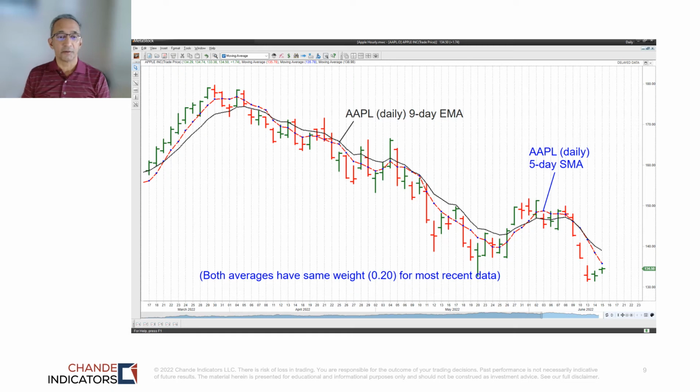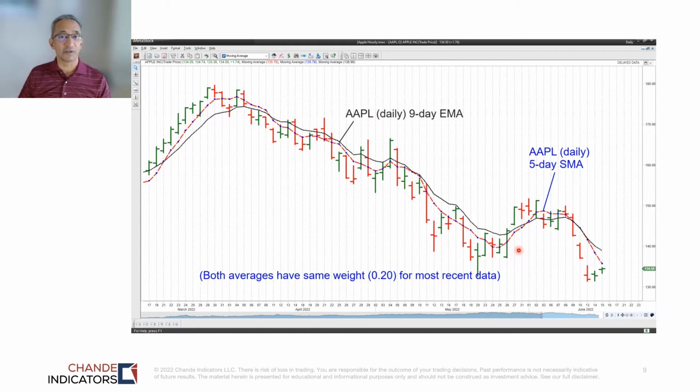So in this chart, we compare the 9-day exponential moving average to the 5-day simple moving average because both of them give the same weight to the newest data equal to 0.2. So you see that the red line, which is the 5-day SMA, follows the data more closely than the black line, which is the 9-day EMA, because the EMA has memory from previous data points, so it lags or responds more slowly to the new data than the 5-day SMA.